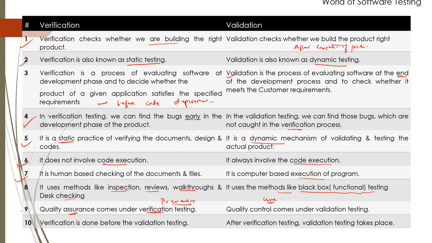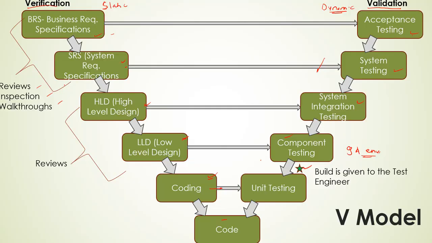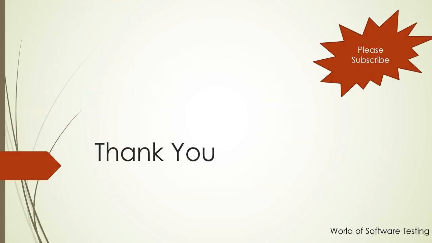And the last point: verification is done before validation testing. We have already covered this in the V model. We first do the verification part, and then after the code deployment, we perform the validation testing. After verification testing, validation testing takes place. This can be seen from here, we are going from this side to this side. First we perform verification, and then we move to validation. So these are the differences between verification and validation.